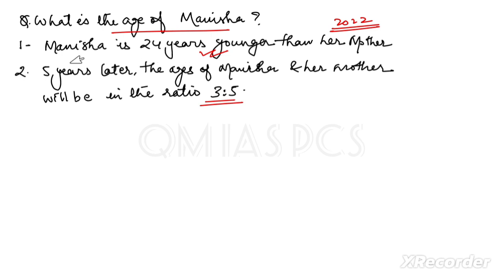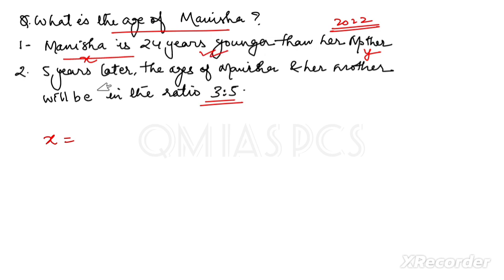Okay, and I think from this it is clear that from the first statement we are not getting the answer. Why? Because only this relation is given, Manisha's age and her mother's relation. It's just my guess. Okay, so let's try this question. Manisha is 24 years younger than her mother. So I am just considering the age of Manisha is X, and her mother's present age is Y. So X is 24 years younger than her mother.